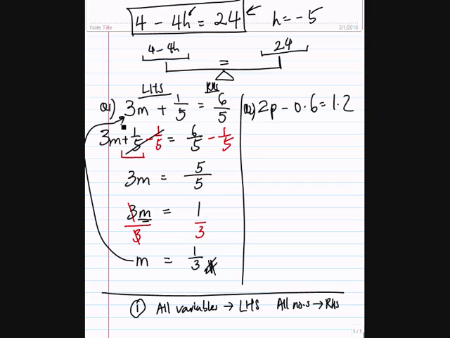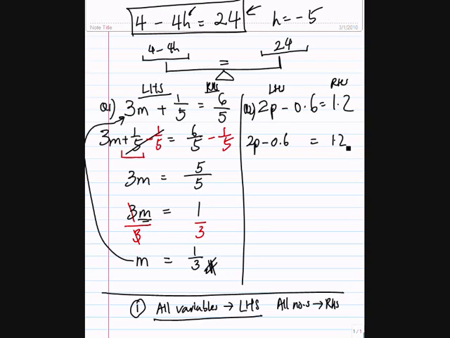Let's go to question number 2. Question number 2 involves decimals. The way to work out the solution is the same. Again, we follow the rules here. All the variables we move to the left hand side. All the numbers will go to the right hand side. In this case, on the left hand side, we have 2p minus 0.6 and on the right side is just a decimal.